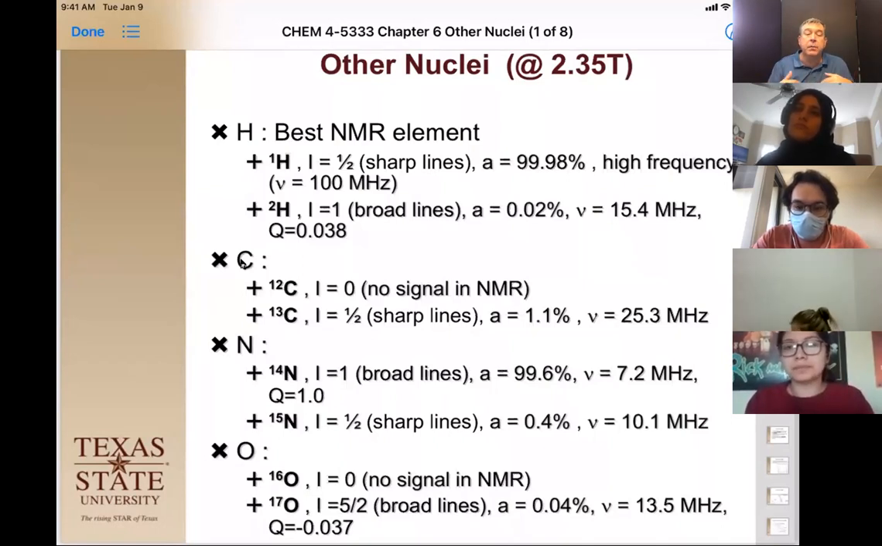Okay. Then when we get to oxygen 16, we have no NMR signal because we have zero spin. But oxygen 17, which is a very small isotope, has five-halves spin. Okay, so technically we can see it by NMR. However, it does have a quadrupole moment, and that quadrupole moment broadens the lines out quite a bit.